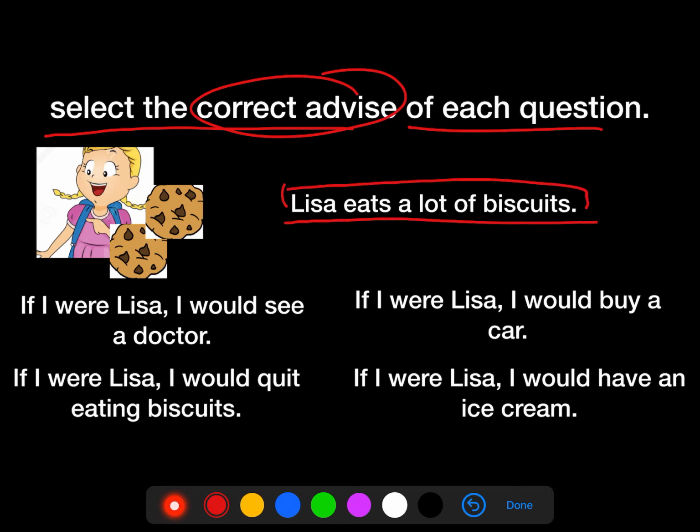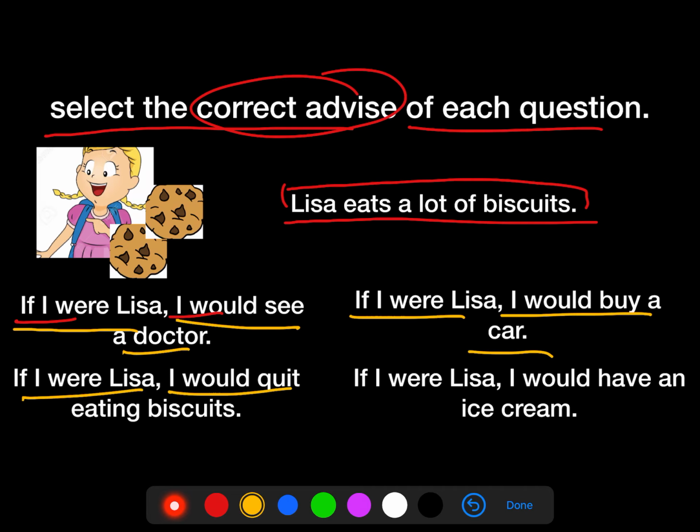This is the problem. Lisa eats a lot of biscuits. Then we should give advice for her with the phrase, if I were, I would. Then let's select the correct advice for Lisa. Number 1, if I were Lisa, I would see a doctor. If I were Lisa, I would buy a car. If I were Lisa, I would quit eating biscuits. If I were Lisa, I would have an ice cream. Which would be the correct advice for Lisa?